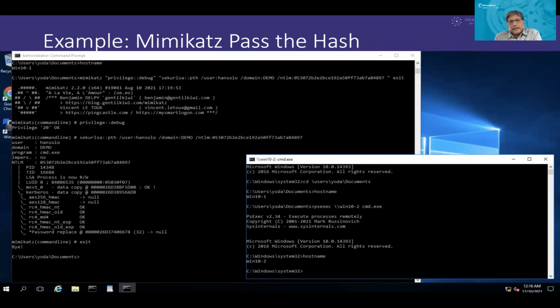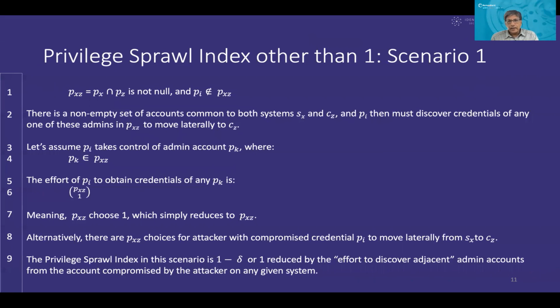Now we've run some tests and experiments, and we know, like with Mimikatz, for example, I can do pass the hash, I can mine the LSASS memory and be able to harvest the hash of an admin and then move it around to the next system and so on. And that actually leads us into scenario number 1, where the privilege sprawl index is not 0, it's not 1, but it's somewhere in between 0 and 1.